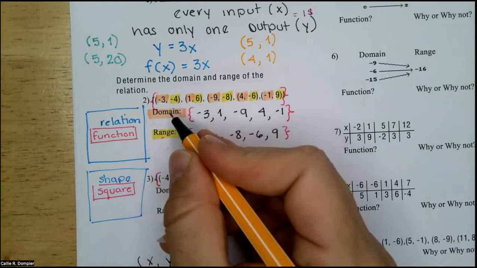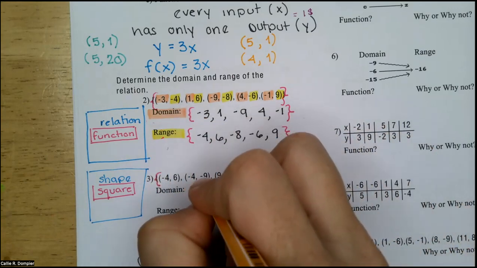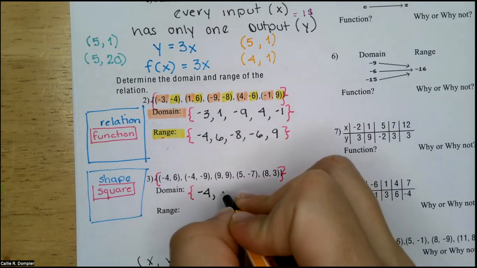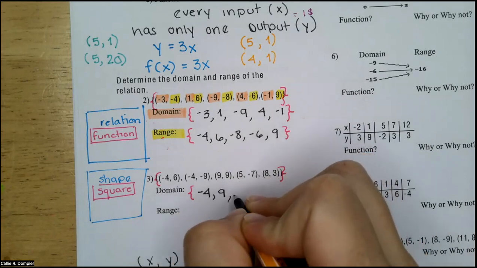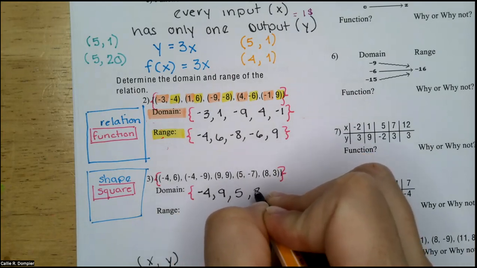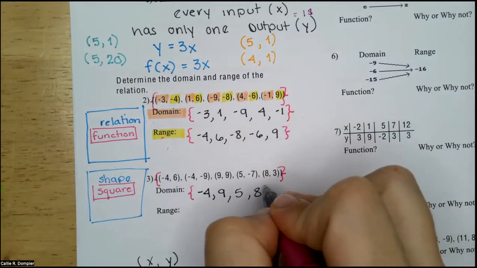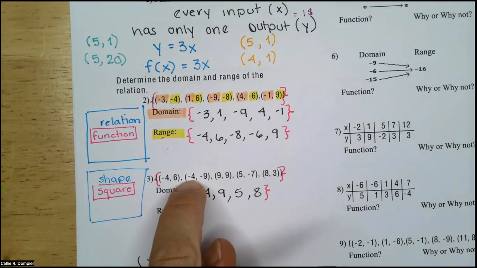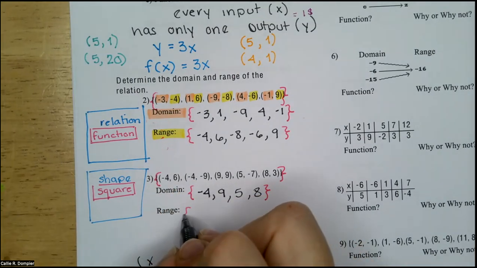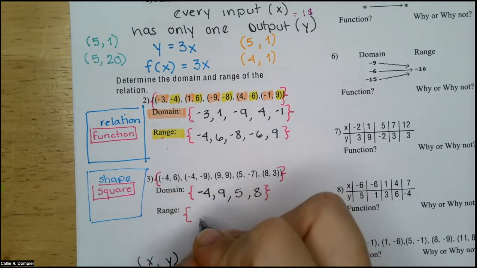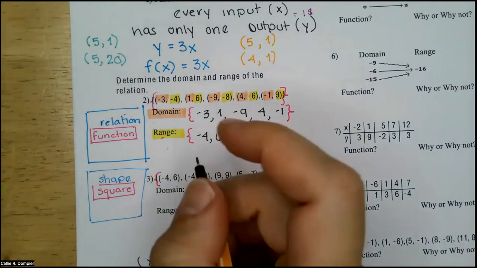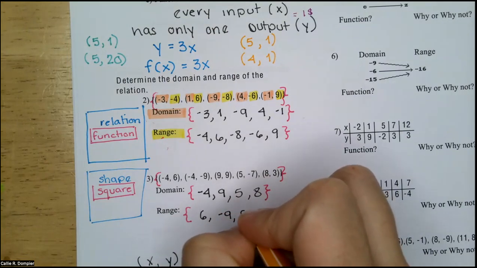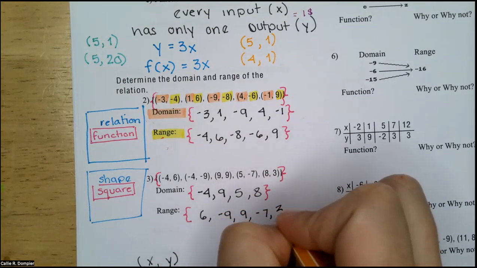So remember, our domain are our x values. So I'm going to say it's -4. Here's another -4. I don't need to write it twice. 9, 5, 8. That is my domain. I already included the -4 with the 6, so I don't need to write the -4 a second time. For the range, we're talking about our y values. We have the values of 6, -9, 9, -7, and 3.